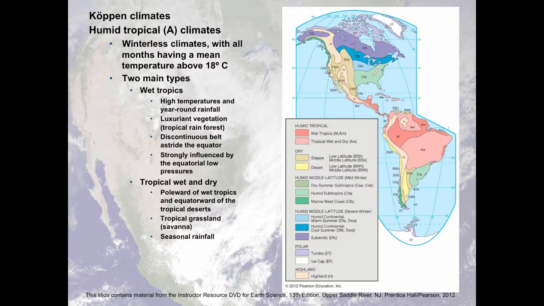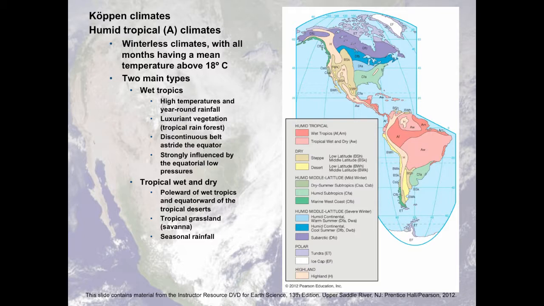But these are zones where every month has a mean temperature above 18 degrees C, which is pretty warm. Two main types in the A system. They're wet tropics, and then there's tropical wet and dry, which has a seasonality to the rainfall. So wet tropics, high temperatures and year-round rainfall. Tropical rainforest is the characteristic, so you can imagine these with lush vegetation.